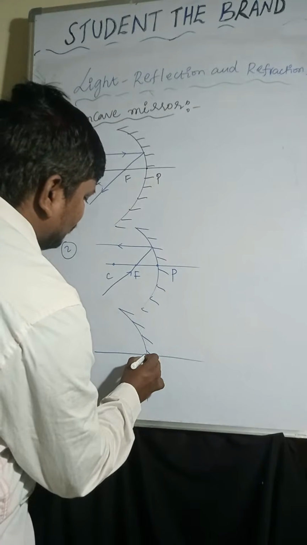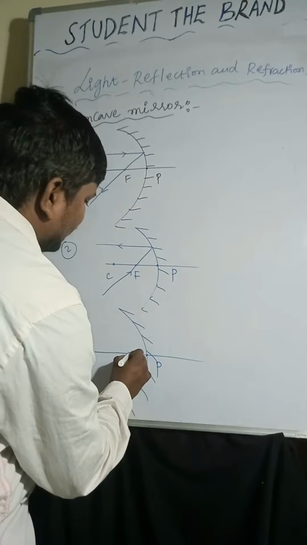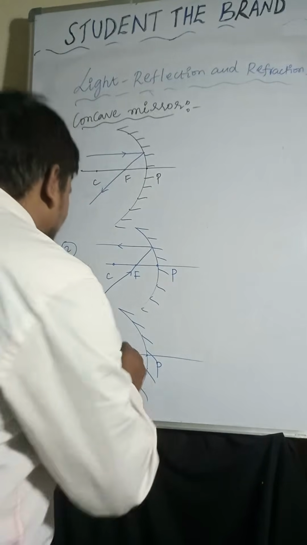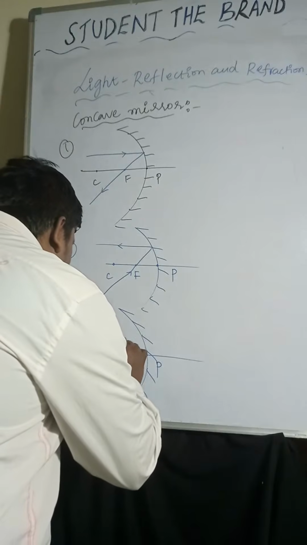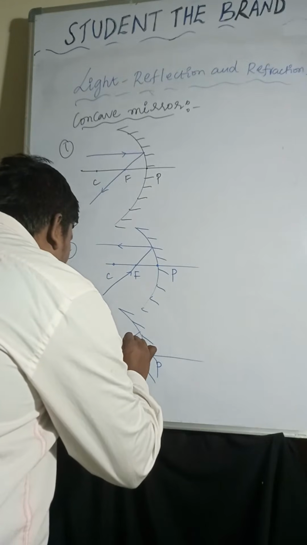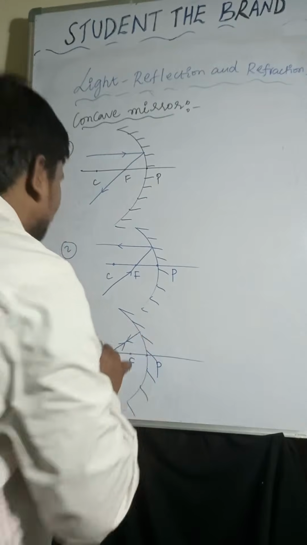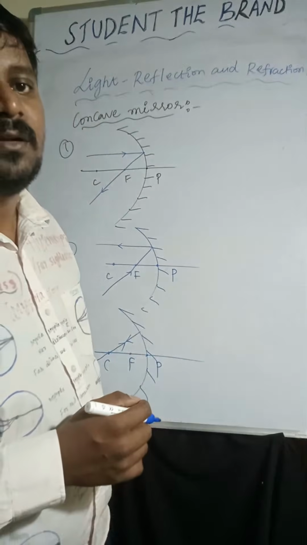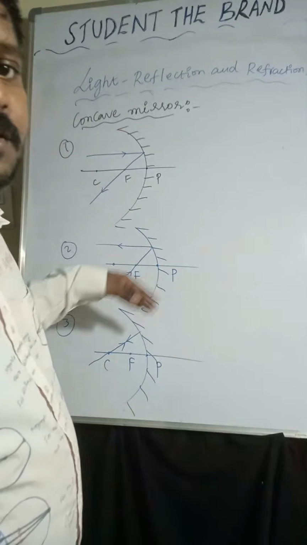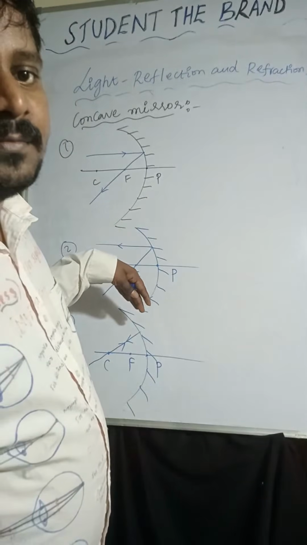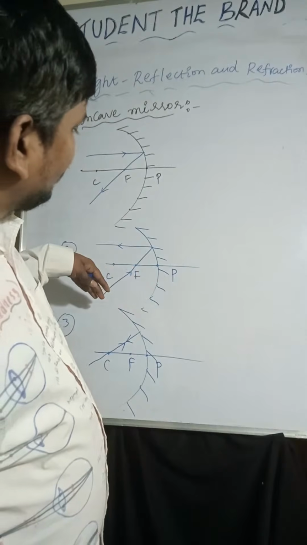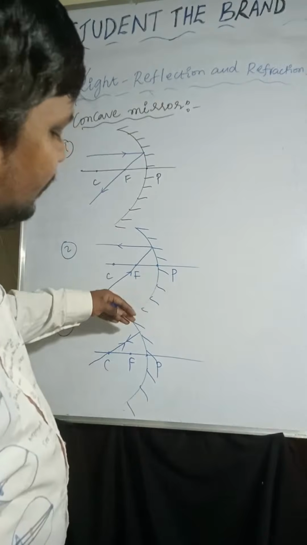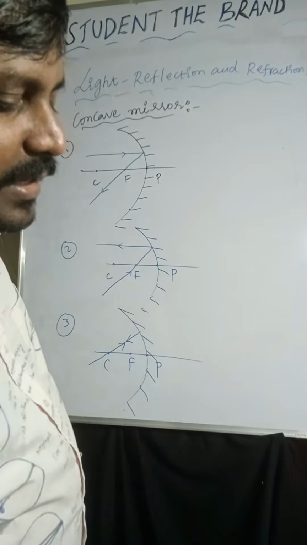This is the pole, focus, and center of curvature. The light ray is passing through the center of curvature. Okay, so it retraces its original path. After reflection, it moves in the same direction.